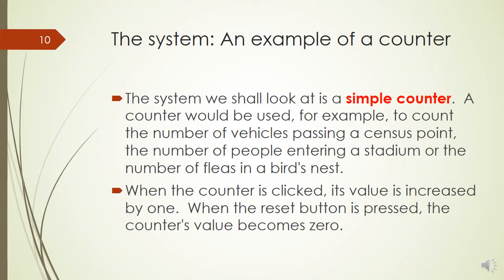Now we are ready to formally specify any kind of a system. In order to elaborate the concept of Z specification, we consider an example of a simple counter which actually records a count of, for example, cars or vehicles passing a census point, or people passing an entry point of a stadium, or any kind of count can be recorded through such kind of a counter.